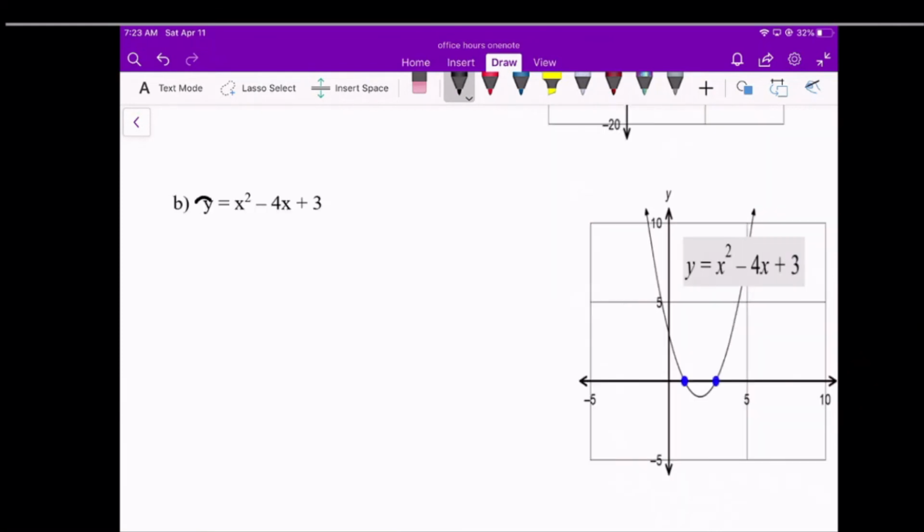One way to do this is, again, replace y with 0 because the x-intercepts happen when the y value is 0. One way to go is to factor this.